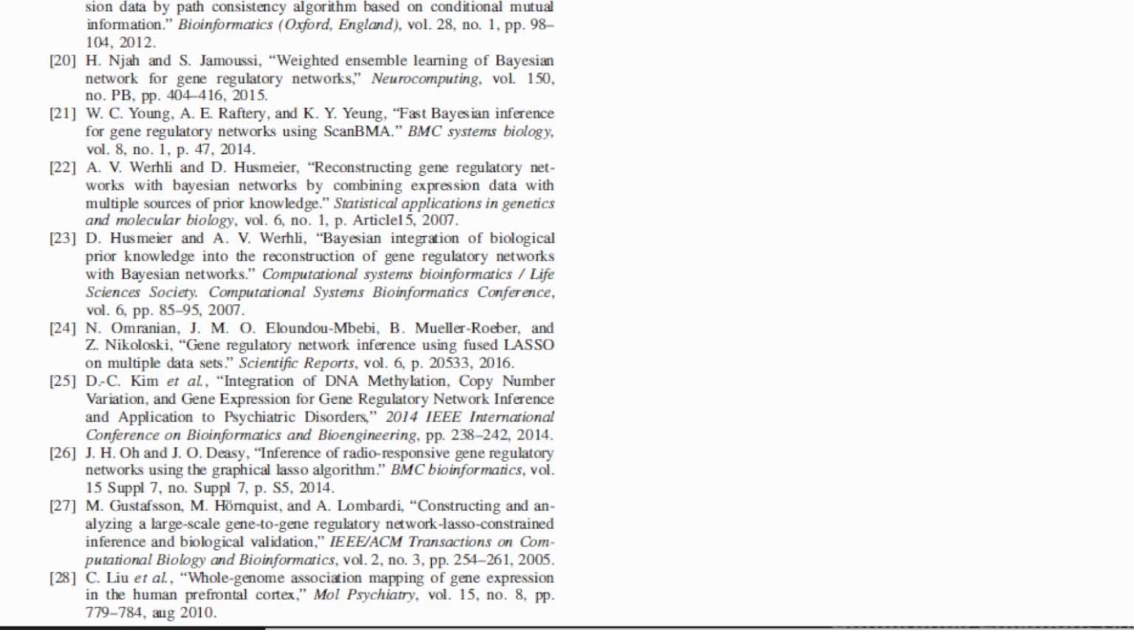24. N. Omranian, 1. M. O. Alondombabi, B. Muller-Rober, and Z. Nikolowski, Gene Regulatory Network Inference Using Fused Lasso on Multiple Data Sets. Scientific Reports, Volume 6, p. 20533, 2016. 25. D. C. Kim et I., Integration of DNA Methylation, Copy Number Variation, and Gene Expression for Gene Regulatory Network Inference and Application to Psychiatric Disorders, 2014 IEEE International Conference on Bioinformatics and Bioengineering, pages 238 to 242, 2014. 26. J. H. O. and GeoDC, Inference of Radio-Responsive Gene Regulatory Networks Using the Graphical Lasso Algorithm. BMC Bioinformatics, Volume 15 Supple 7, No. Supple 7 p. S5, 2014.